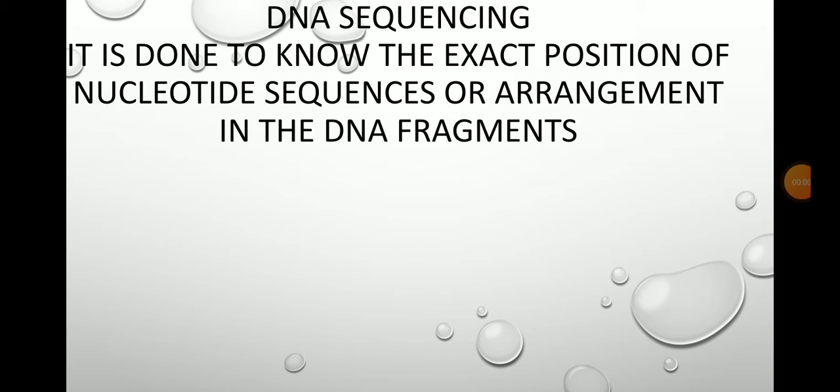Today we will discuss and you will learn about DNA sequencing, or the sequencing of DNA. It is one of the methods to know the nucleotide sequence, or nucleotide arrangement, in the DNA. What is the nucleotide sequence? That is A, T, C and G. In what way, or what is the pattern of such nucleotide sequences found in a given DNA? That is called DNA sequencing.